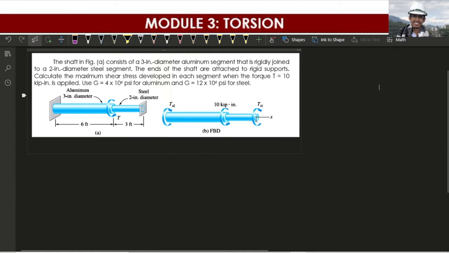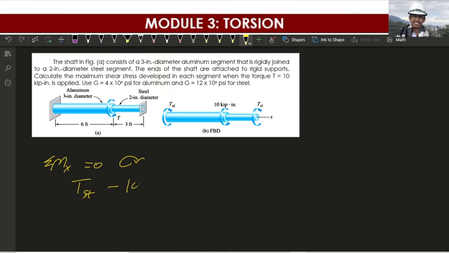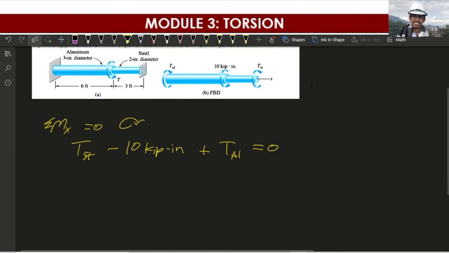Tama? So for equilibrium, summation of moment x is equal to 0. So that will be equal to counterclockwise positive. So gawin na lang natin na clockwise positive. Okay, that will be clockwise positive. Therefore torque at steel minus yung ating 10 kip-inch plus yung ating torque at aluminum is equal to 0, no? So simplifying our equation, torque ng ating steel plus yung torque ng ating aluminum is equal to 10 kip-inch. So that will be times 10 raised to 3 para maging pounds-inch na lang siya. Okay? So ito yung magiging ating first equation.